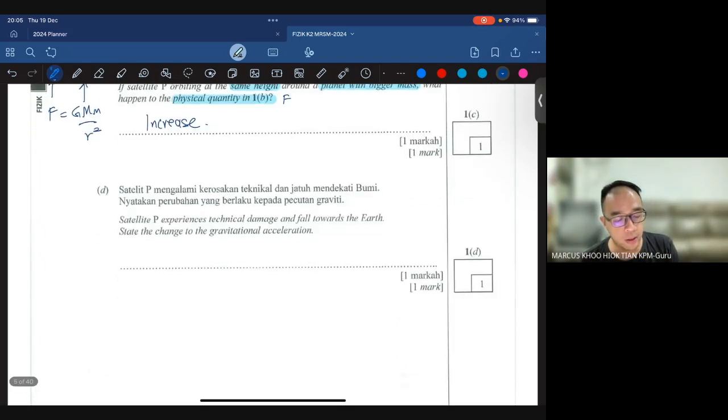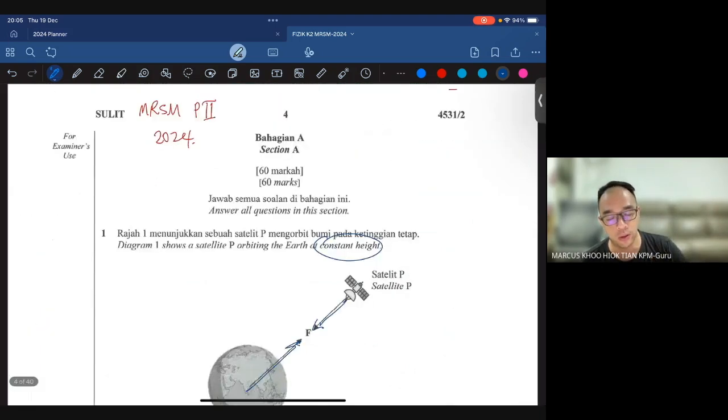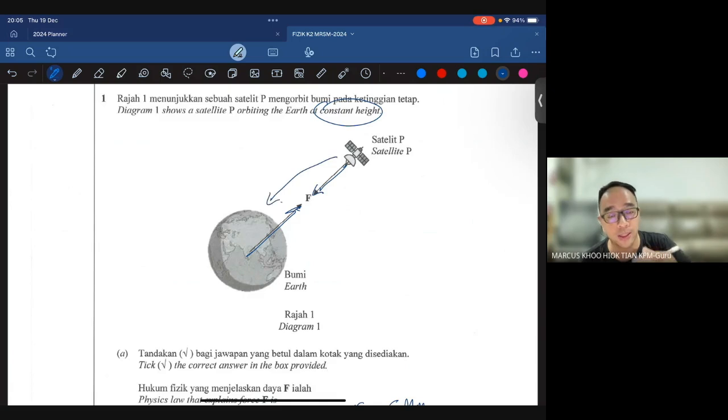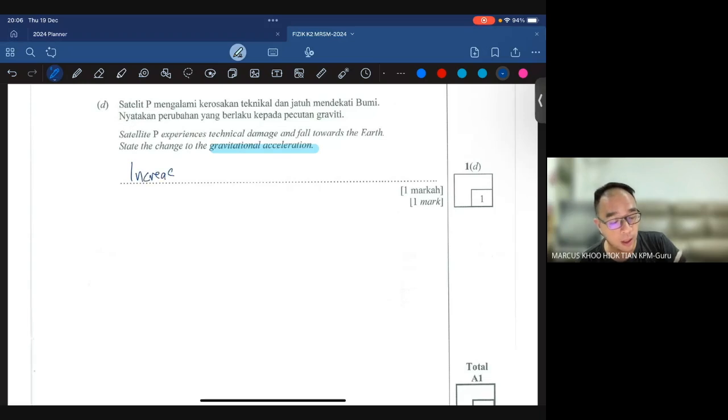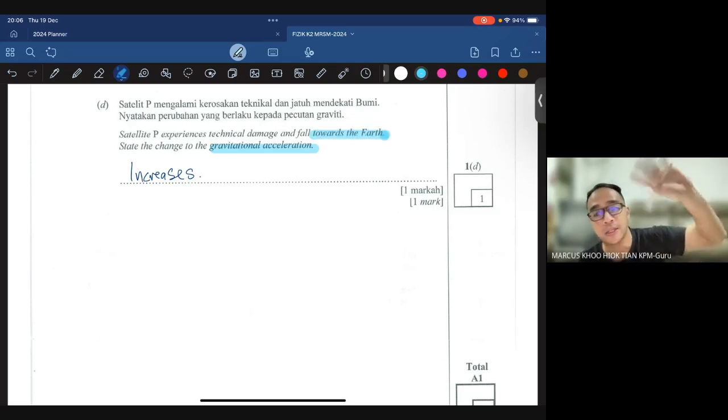Now satellite P experiences technical damage and falls towards the Earth. So suddenly it falls. The question is, state the change to the gravitational acceleration. The answer for this is increases. The gravitational acceleration on the satellite P increases. However, I like this word: it says that it falls towards the Earth. That means it's not on the Earth, it's in outer space.